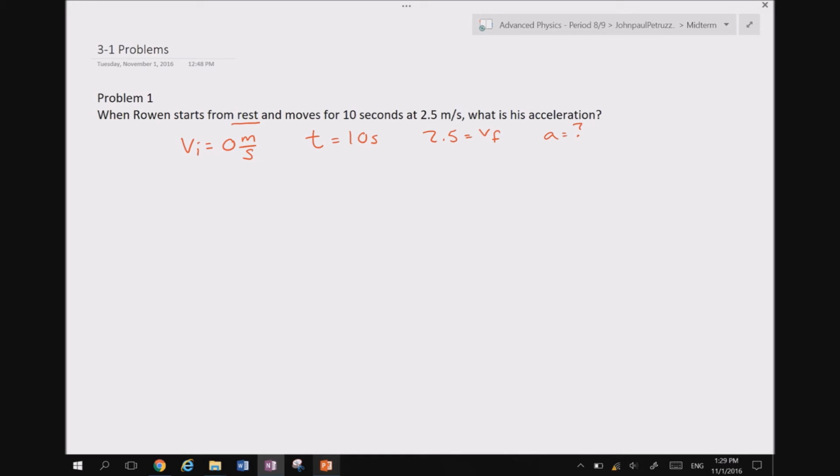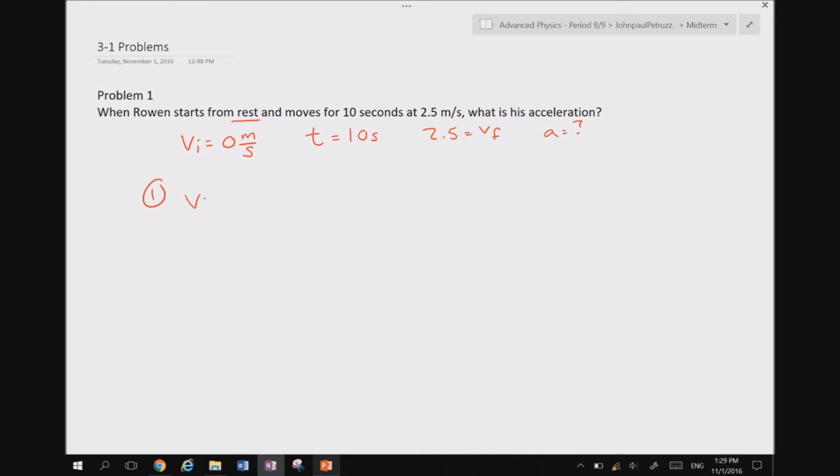To find this, we will use the first motion equation. This is because we don't have any position variables, and without position variables, you can use the first one, which is VF equals VI plus A times T. Since we don't know what A is, we have to solve for it. So you subtract VI from both sides. You have VF minus VI equals A times T. Then you divide by T on both sides, and you end up with A by itself, with VF minus VI over T equals acceleration.